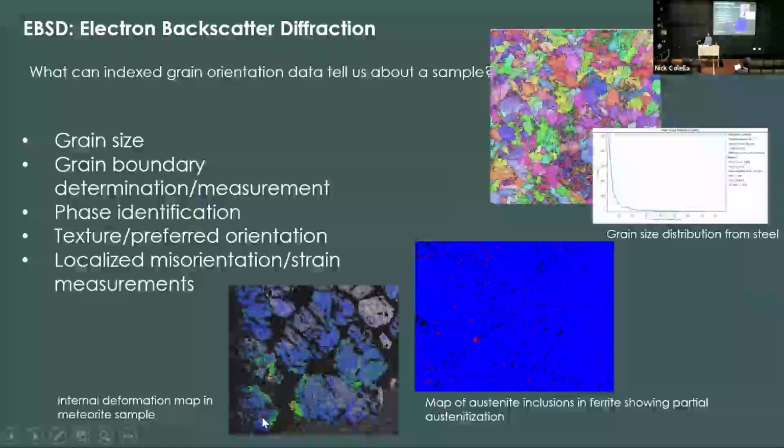And we can also have the sensitivity to map some sort of localized intragranular deformation. So this is a sample of a meteorite, and we've mapped some of the internal weaknesses within some of these grains, which helps us to reconstruct its history from the EBSD information.